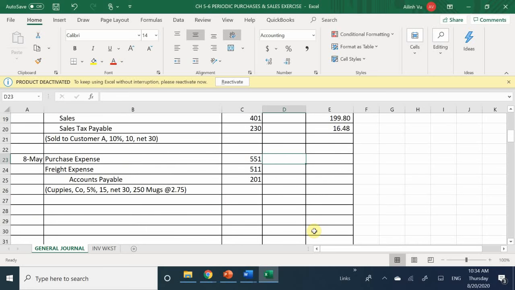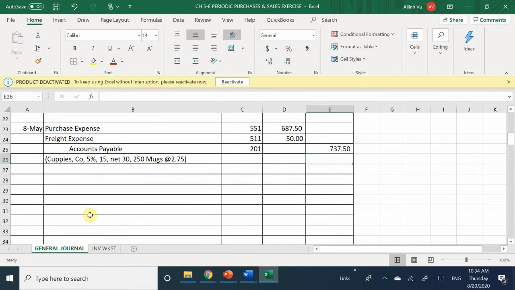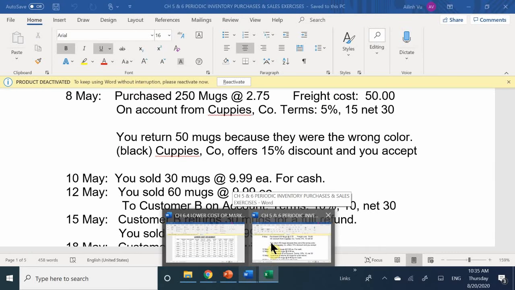Okay. So my purchases is 687.50, yeah, there you go. See, that's what I'm saying. This is a great thing about Excel, you can just do the calculation here. Freight is $50. So my total accounts payable for this one is going to be $737.50. All right. Good. Now, let's go ahead and see what happened next. Yep, same date.